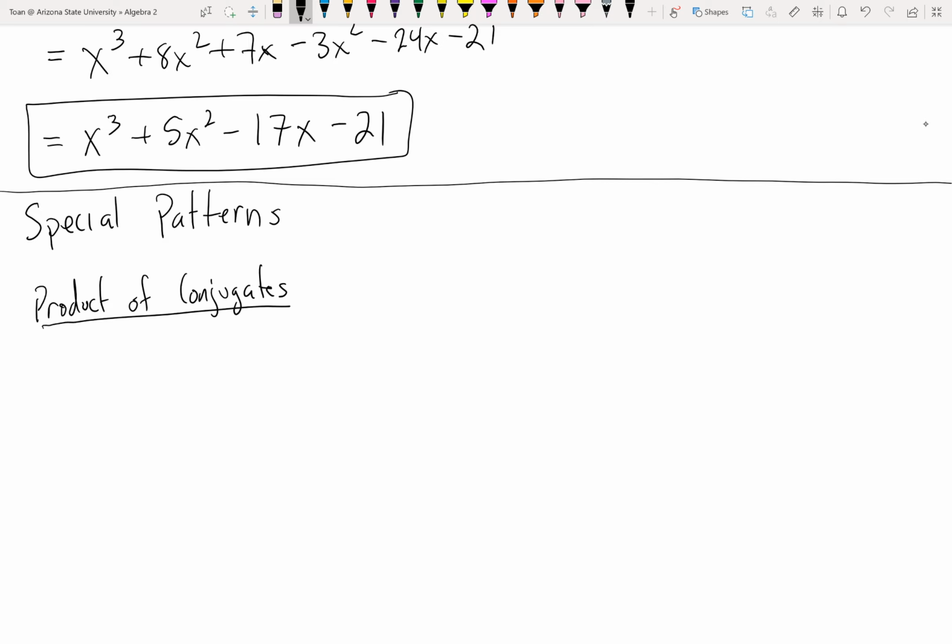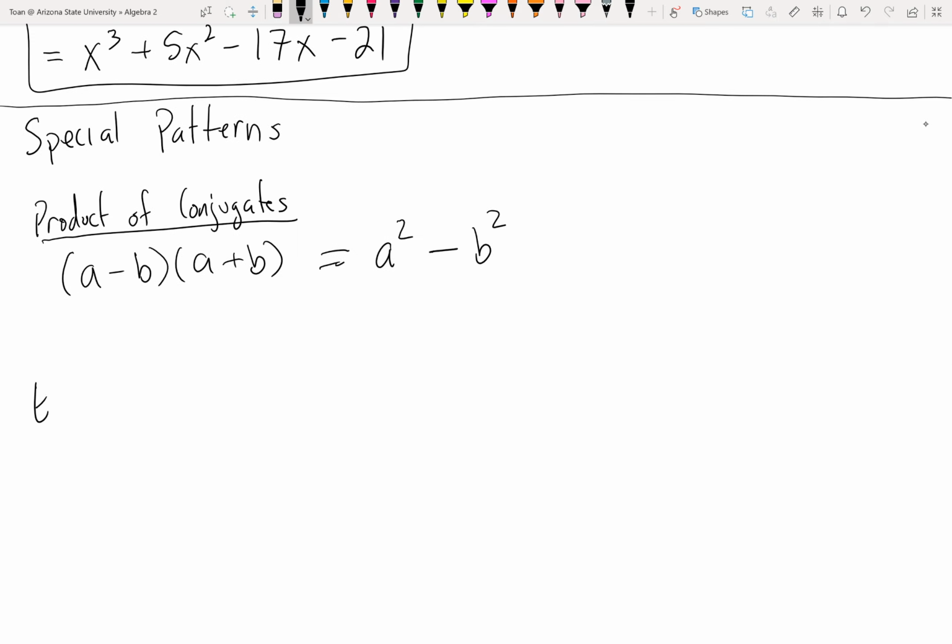The product of conjugates says this. What happens when you multiply two conjugates? Notice it's the same binomial, but one's a minus, one's a plus. You don't have to do all the fancy foiling, right? Every single time you multiply two conjugates, it's always the first guy squared, always a minus, the second guy squared. When you multiply two conjugates, the middle terms will always cancel out.